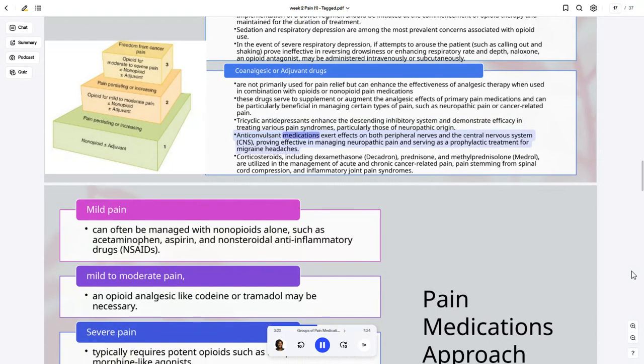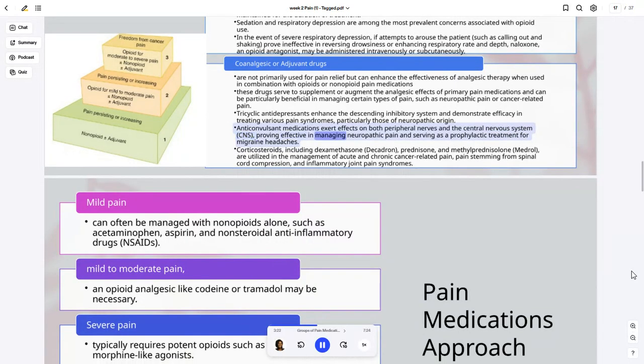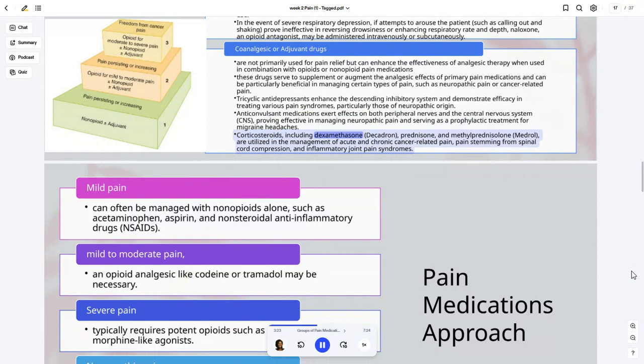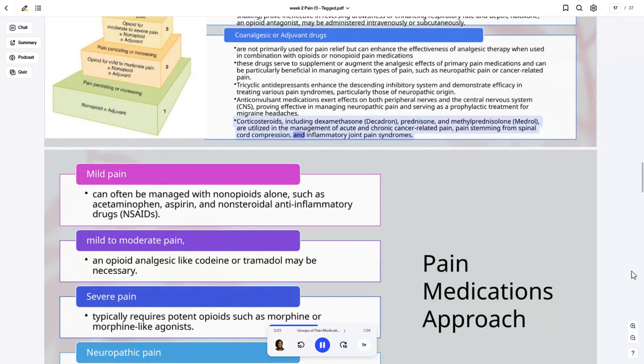Anticonvulsant medications exert effects on both peripheral nerves and the central nervous system (CNS), proving effective in managing neuropathic pain and serving as a prophylactic treatment for migraine headaches. Corticosteroids, including dexamethasone (Decadron), prednisone, and methylprednisolone (Medrol), are utilized in the management of acute and chronic cancer-related pain, pain stemming from spinal cord compression, and inflammatory joint pain syndromes.